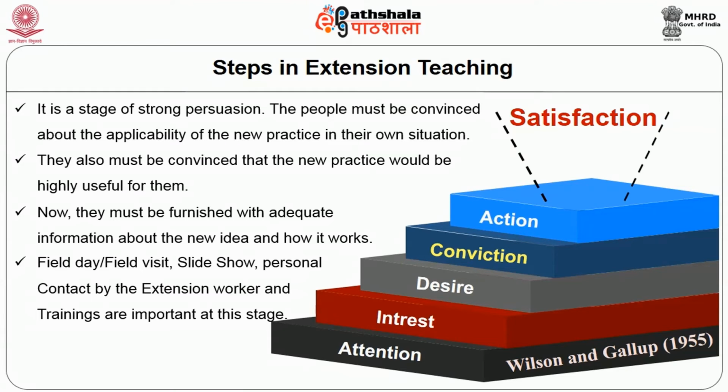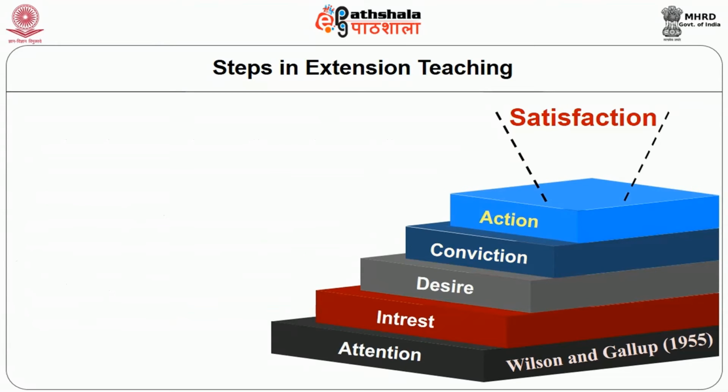At the conviction stage, some farmers may have an unfavorable attitude towards the innovation, while other farmers may not have any attitude towards it. It is the job of the extension worker to turn their attitude into a favorable attitude at this conviction stage.